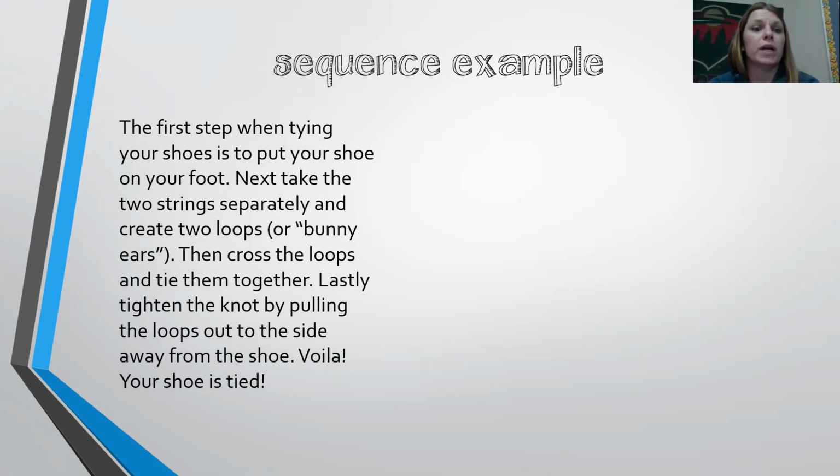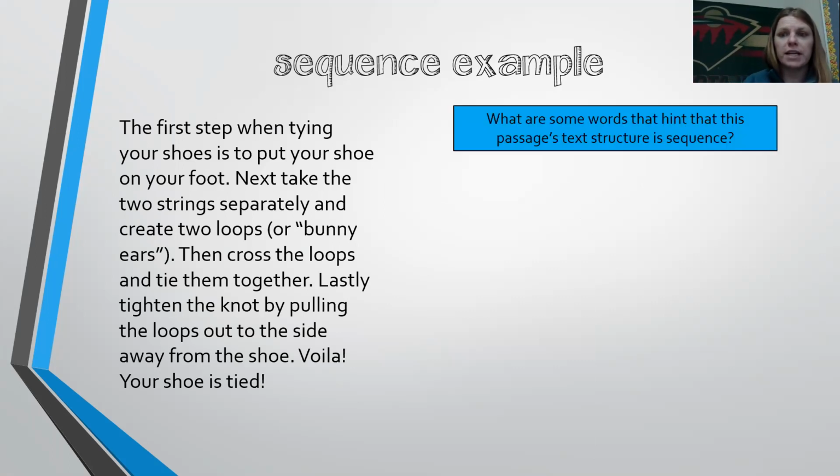The first step when tying your shoes is to put your shoe on your foot. Next, take 2 strings separately and create 2 loops or bunny ears. Then cross the loops and tie them together. Lastly, tighten the knot by pulling the loops out to the side away from the shoe. Voila, your shoe is tied.